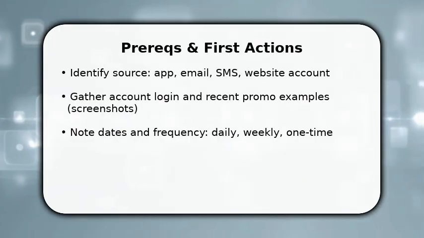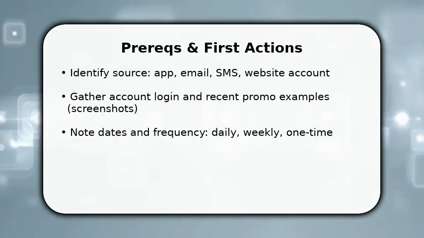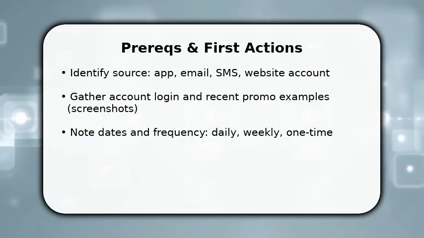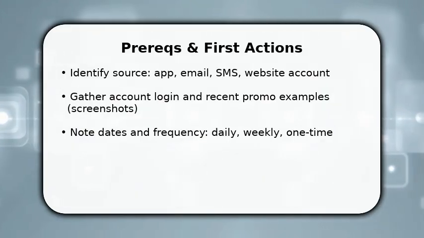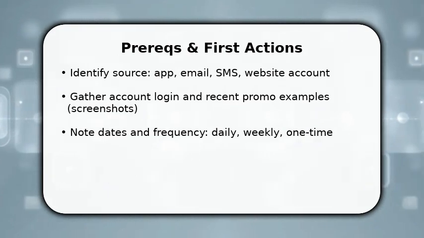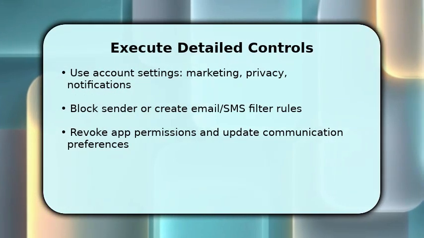If the source is an app, disable in-app promotions and toggle push notifications off. These first actions stop many promos quickly while you prepare the deeper fixes. Now you go deeper to prevent recurrence.